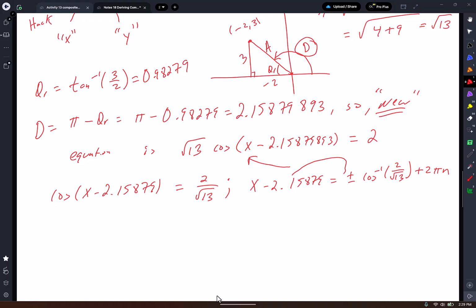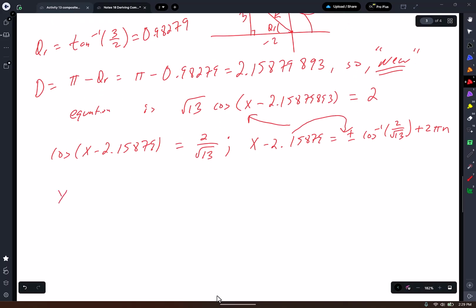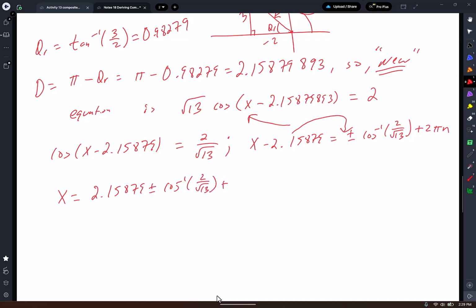Just move the... Not everyone at the same time. Yeah, just move the 2.15879 to the right. How do you move it? Chop, how do you move it? Just put it in the front. So x equals 2.15879 plus or minus arc cosine of 2 over square root of 13 plus 2 pi n. Here are my two equations.